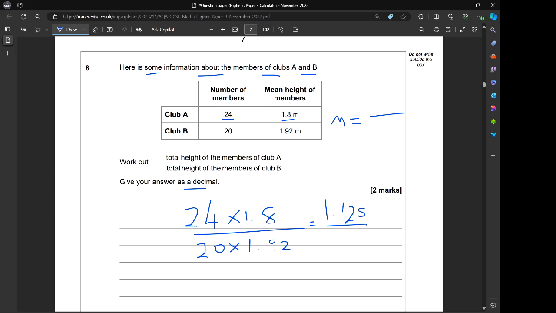Right, guys, anyone do 20 times 1.92, please, on the calculators? What is 20 times 1.92? Okay, Zem says yes, cool.